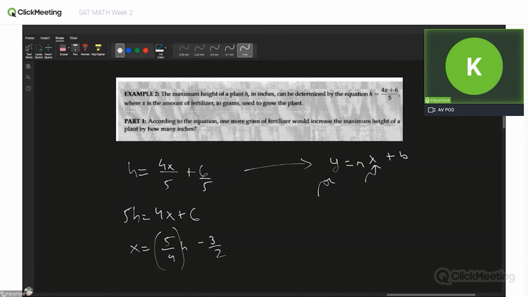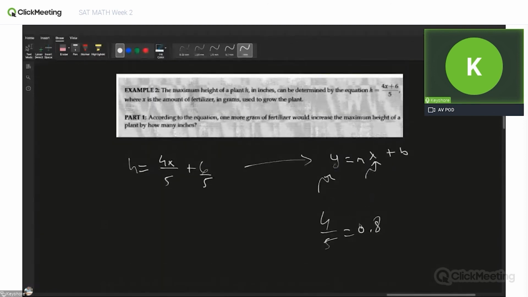Sorry, I was doing the second part. My bad. Very sorry about that. This is merely just looking at 4/5 and saying 0.8. I was reading ahead. Sorry, I was looking at the wrong problem.